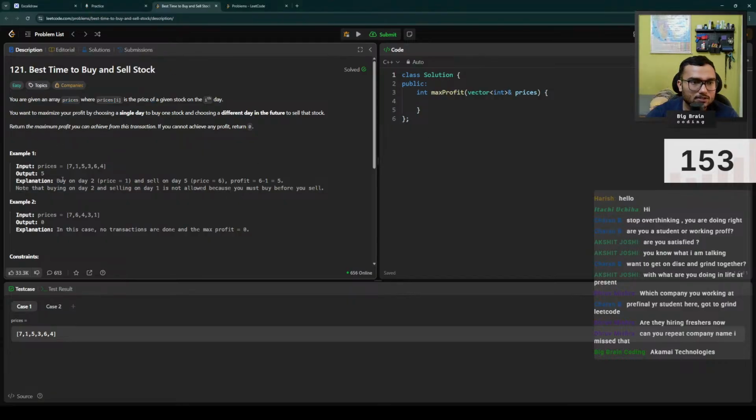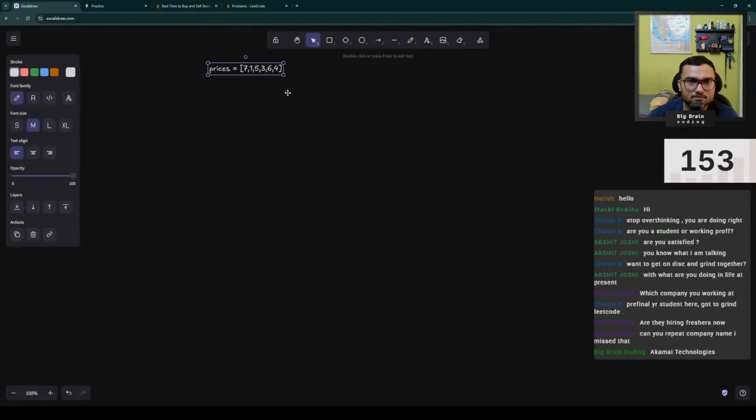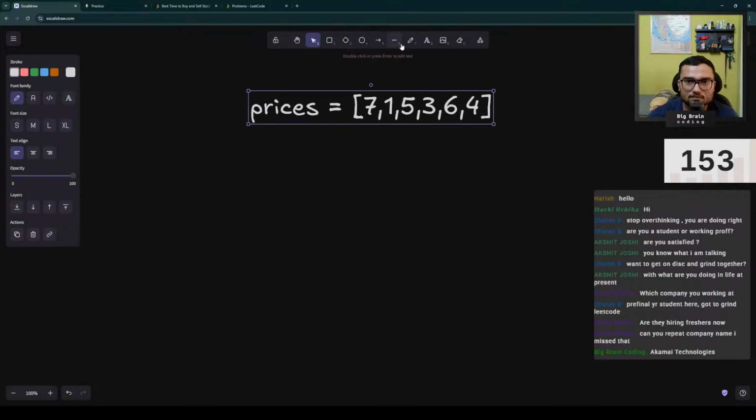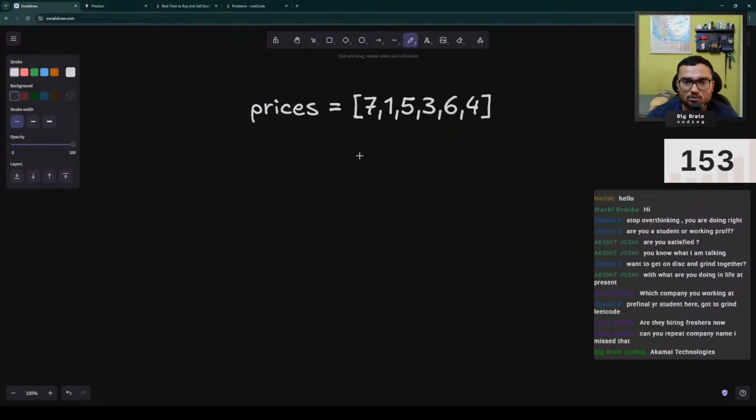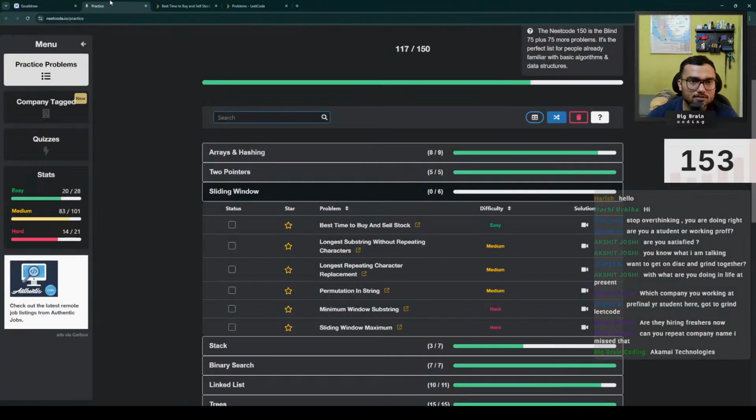But best time to buy and sell stock. So if we have these prices, the simplest way I like to remember this question is to make a graph. So this is 1, 2, 3, 4, 5, 6, 7. And this is, I think, I hate this category the most.